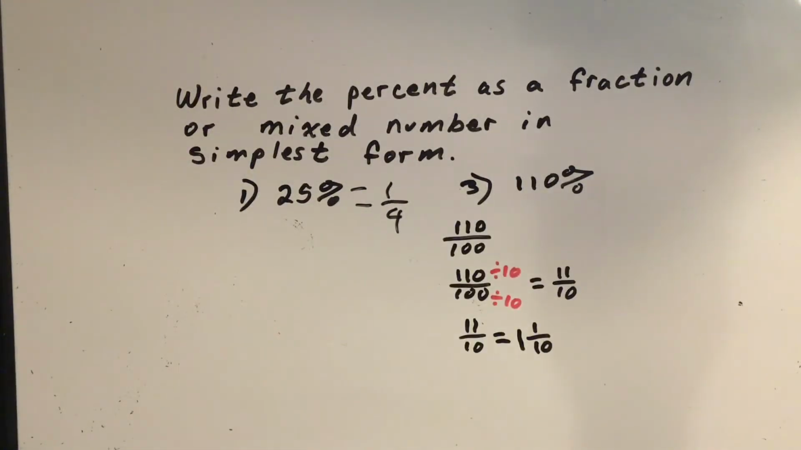So number 3 is an example of writing a percent as a mixed number in simplest form. So as you can see, I wrote 110% as a fraction with 110 over 100. And then I divided both of them by 10 because 10 is the greatest common denominator between the two of them, or the greatest common factor. And my result was 11 over 10.